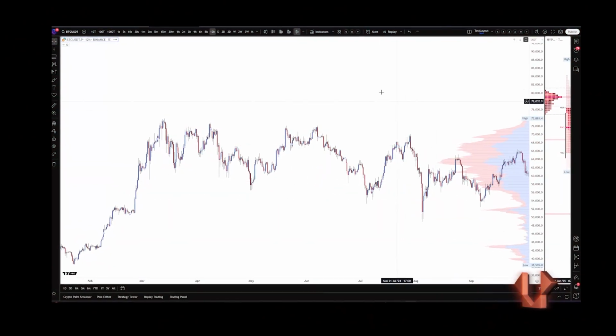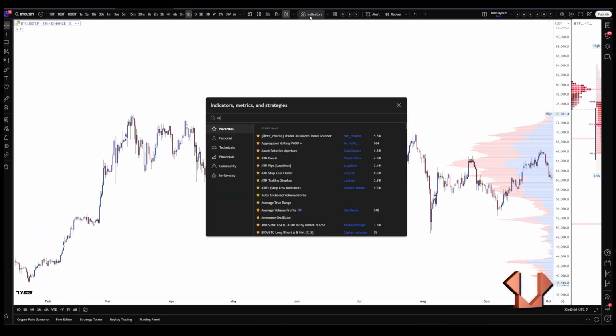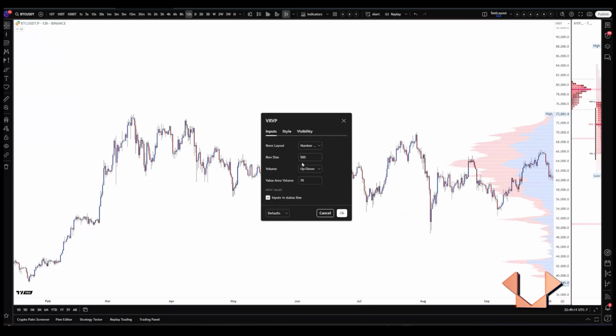In terms of setting up the visible range volume profile tool, you could just go under indicators, type in visible range, it'll pop up. You can double click, and you can adjust the row size, which will basically change the fidelity of the volume bars. I have it at 500. You can play around with this to see if you want something that's more refined or coarse.